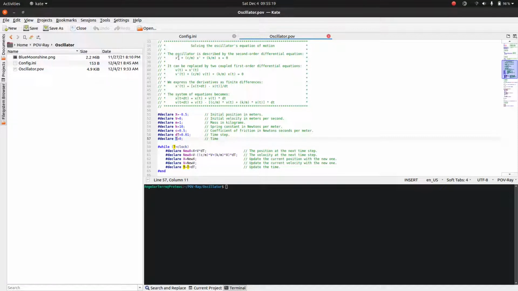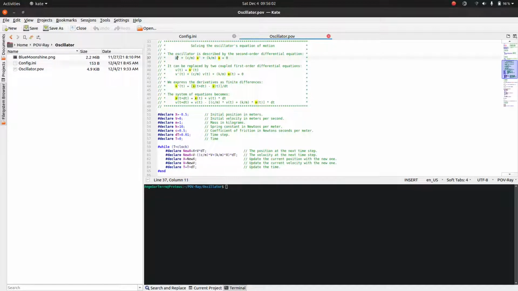So the equation is that the second derivative of the position plus this coefficient c over m times the first derivative plus k over m times the position, this is equal to 0. So once again, that's a second order differential equation, but a cool thing is that it can easily be replaced by a system of two coupled first order differential equations. And the advantage of this is that first order differential equations are very easy to solve numerically.